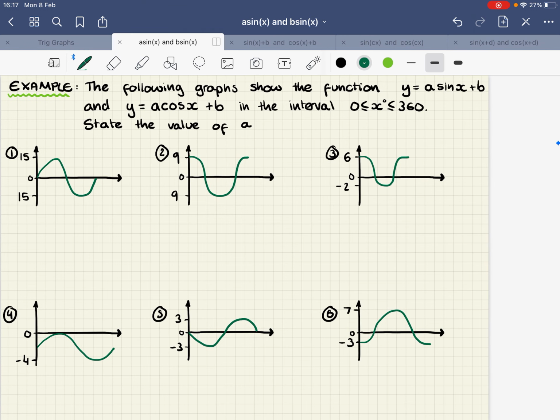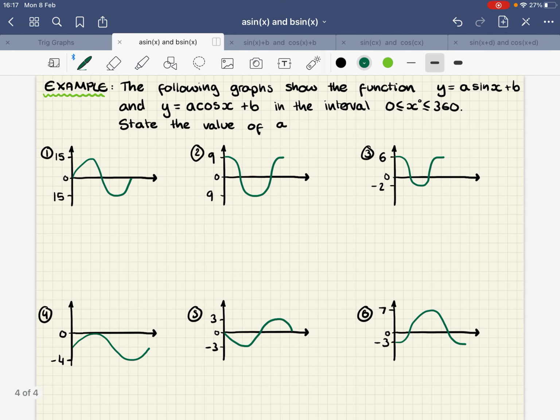So another way we can be asked these questions is with ones like these, where we've been told the following graphs show the function y equals a sin x plus b and y equals a cos x plus b in the interval 0 is less than or equal to x, which is less than or equal to 360 degrees. State the value of a. So we're just going to ignore these plus b parts. I'm going to refer to them in my next video. My main focus is I want to identify what my amplitude is and if my graph has been flipped upside down.